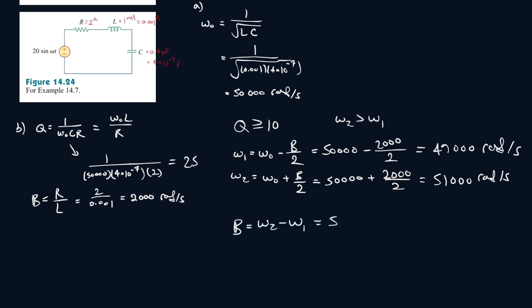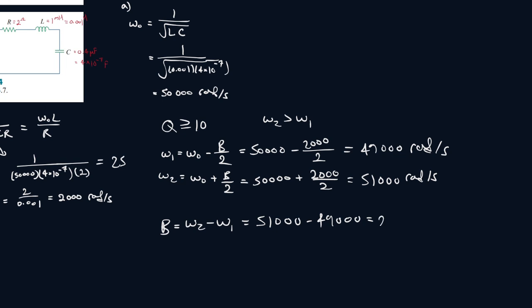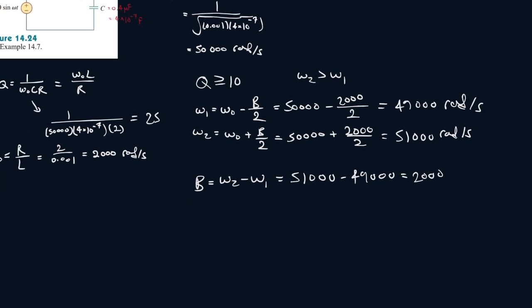And what you'll notice here is your bandwidth is actually equal to W2 minus W1 as well, because 51,000 minus 49,000 is equal to 2,000. And also, your omega naught is equal to the square root of W1 times W2. Okay? So those are just some useful formulas.